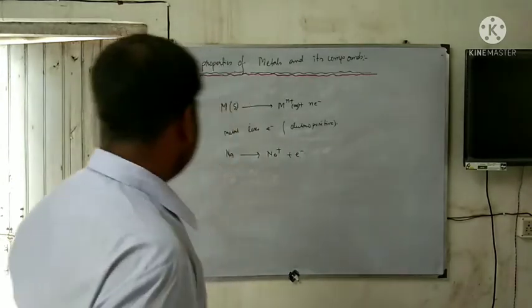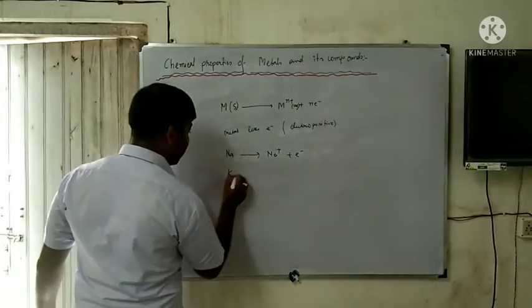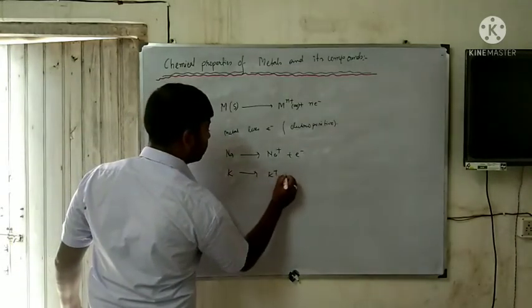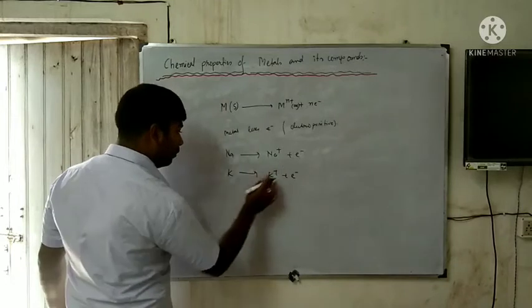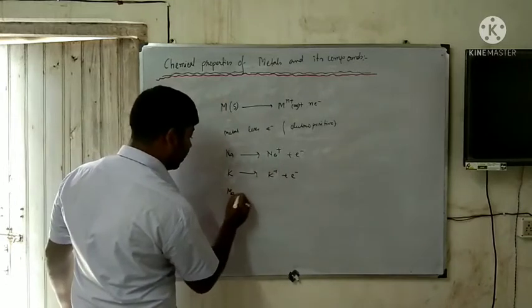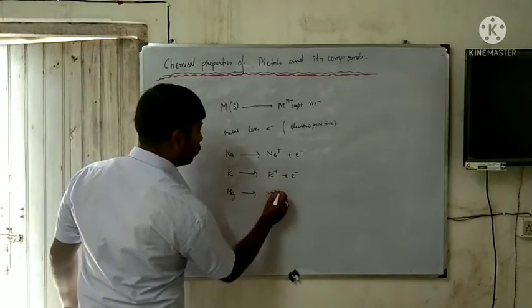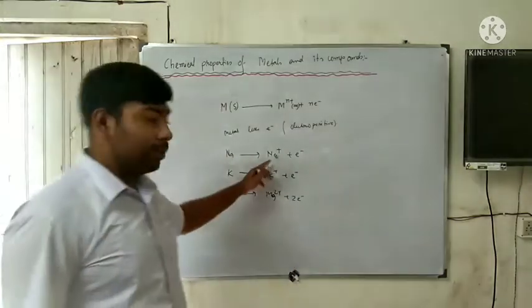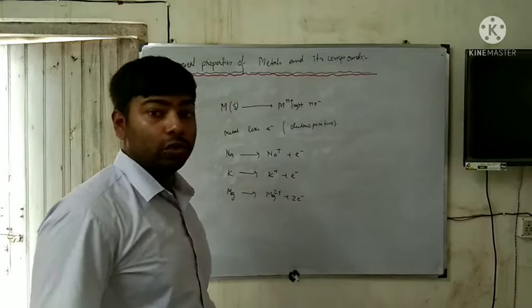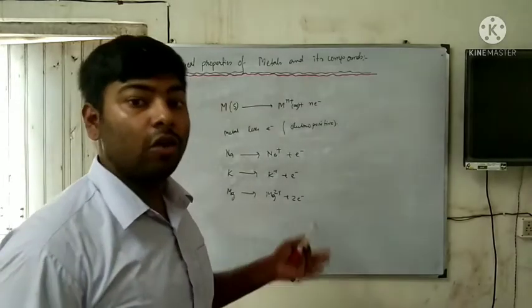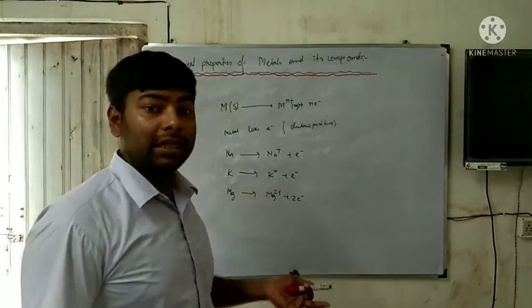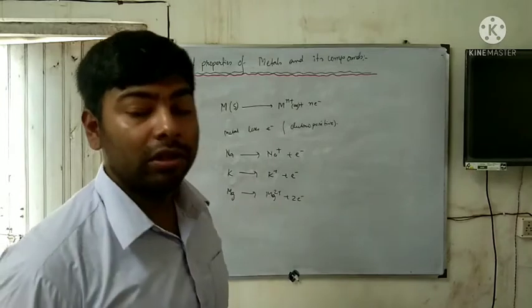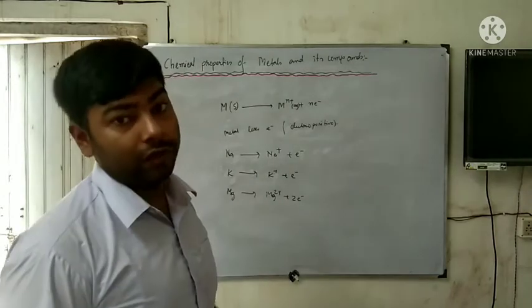Similarly, if we see potassium, it also becomes K+ as one electron is removed. But magnesium removes 2 electrons. In sodium and potassium it is 1, but in magnesium it is 2, and whatever the number is, 1 or 2 or 3, it will exactly depend on their valence shell electronic configurations.